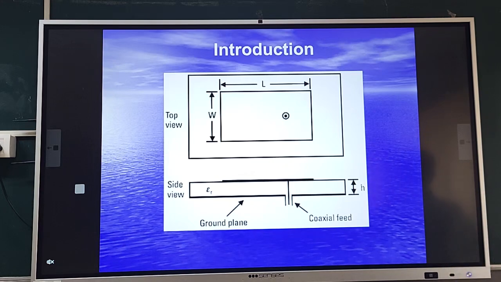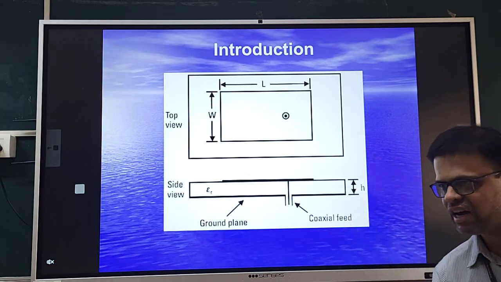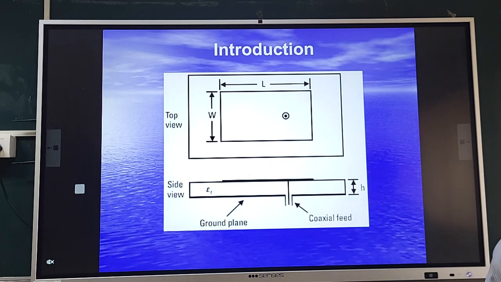Now when those variations happen, another parameter is the loss tangent. Loss tangent also can vary. Although you are saying 0.02, it can be 0.015, it can be 0.01. So all these variations actually change the antenna parameters.